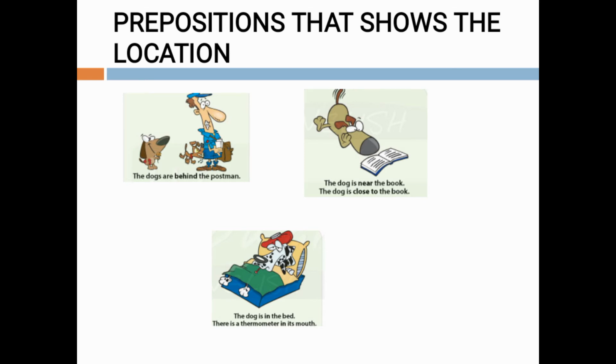The first picture shows dogs are behind the postman. Can you see the postman and the dogs? The dogs are behind the postman. So behind is the position of the dog, right? It tells you the preposition. The next one is the dog is near the book. The dog is close to the book. So the prepositions in these two sentences are near and close. It tells you the position. And the third is the dog is in the bed. So in is the preposition in the sentence. There is a thermometer in its mouth, right? In is one of the prepositions that show the location.